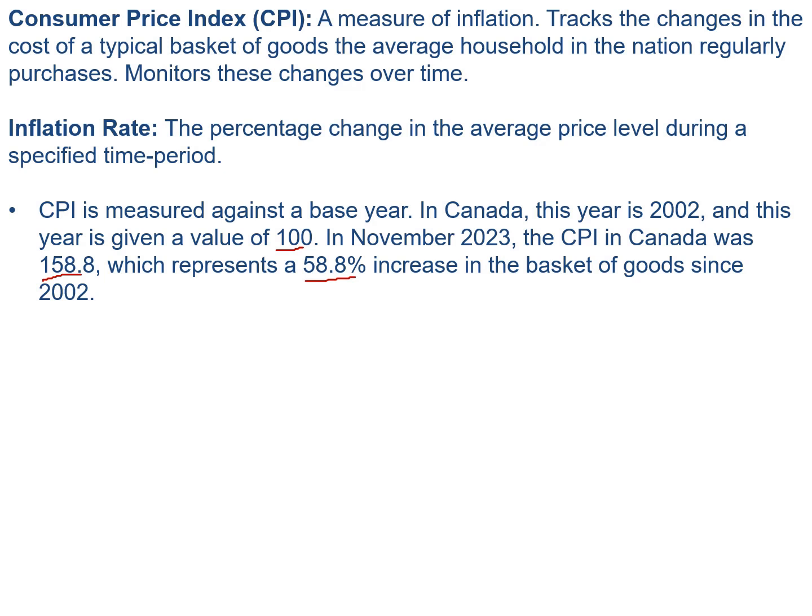So this is pretty obvious if you look at the numbers, but 100 is 2002's base year value. And in November 2023, the CPI in Canada was 158.8. So the 58.8% increase is simply this: it's 58.8 higher than the base year in 2002.